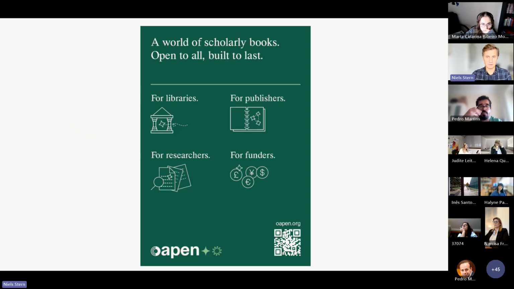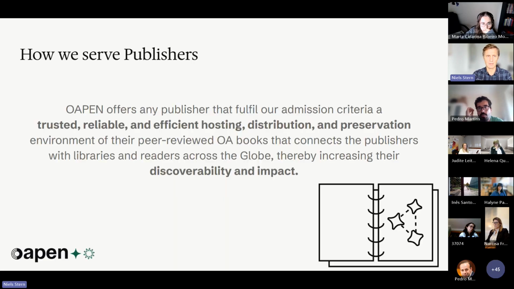So we work, as I said, with these main stakeholder groups, libraries, publishers, researchers, and funders, and as an infrastructure, we connect these. And I'm now going to show you a few examples of how we do this. So for publishers, this is our value proposition basically. So we offer any publisher that fulfills our admission criteria, so that's the evaluation, a trusted, reliable, and efficient hosting, distribution, and preservation environment of their peer-reviewed open access books, connecting them with libraries and readers across the world. As I showed you, the global usage is, I think, all countries more or less in the world.